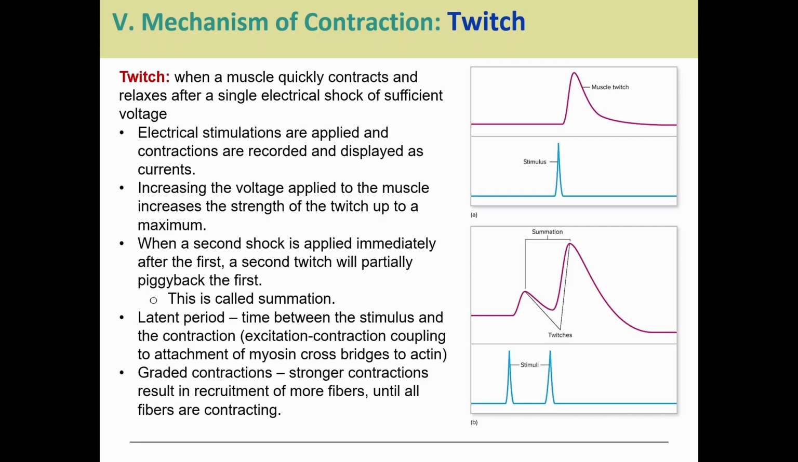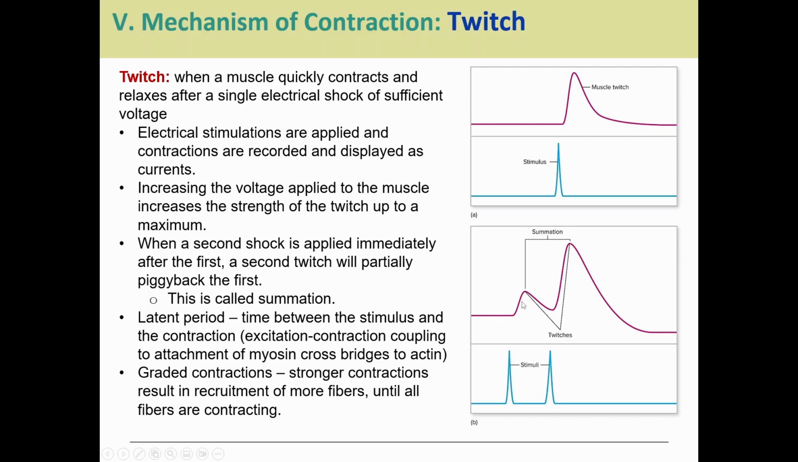So we have our stimulus, we have our muscle twitch, right? Here's our stimulus, here's our muscle twitch and response. We increase the voltage, we increase the strength of the twitch to a maximum point. It's not continuous forever, right? Constantly increasing the voltage doesn't mean the muscle twitch will constantly increase either. There's a peak, there's a plateau that we can reach in terms of the strength of the twitch.